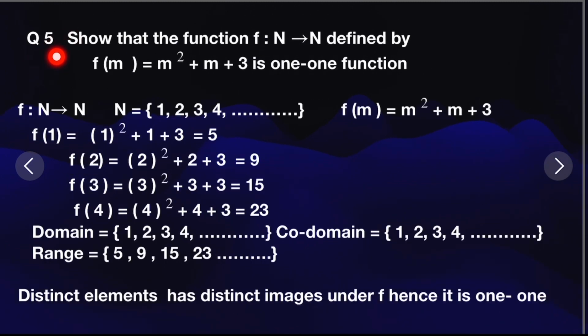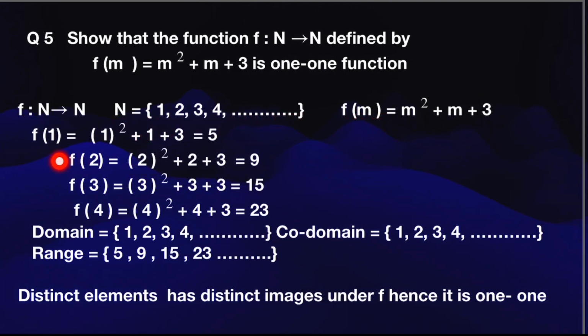Question 5. Show that the function f from N to N defined by f(m) = m² + m + 3 is one-to-one. Here you should not get confused about why it is not x. Actually it can be any alphabet. Here they have taken m. So it is the same process. f is from N to N, the natural number set, and this is the function.